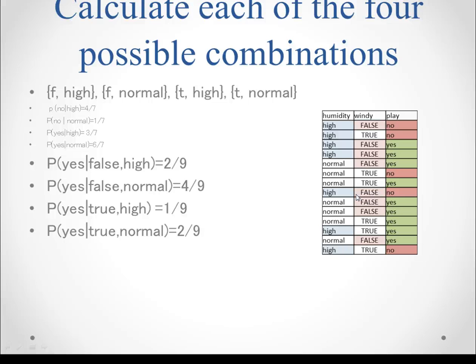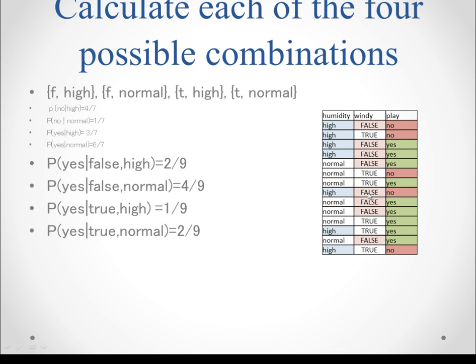4. Okay, now, so these are the wrong numbers. I knew there was something wrong here. Okay, so given that it's false and high, what's the probability of yes? These are wrong. So tell me, what should I write here? False and high means what? This one, this one, this one, this one. That's all. So there's 4 of them.